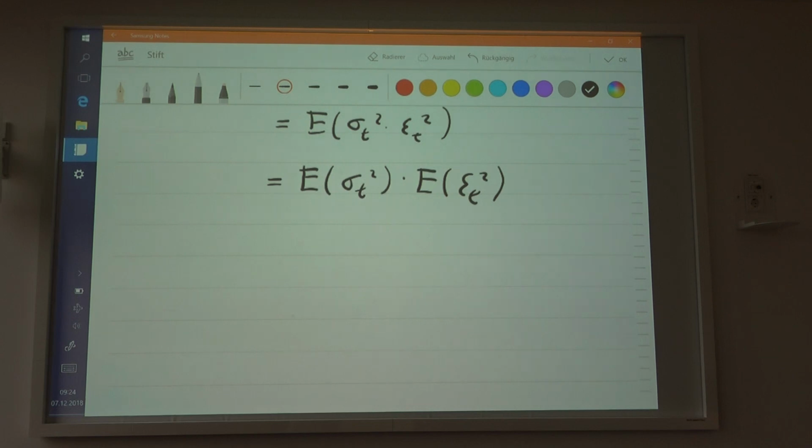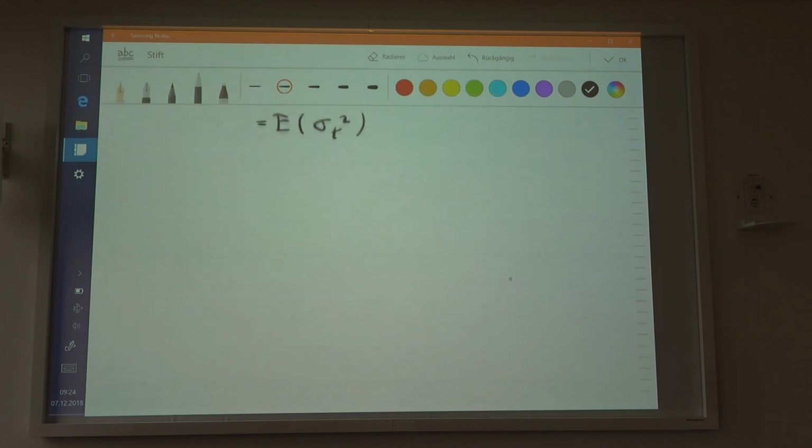This here is equal to 1, of course, by assumption, because the variance of the noise is equal to 1 and the expectation of the noise is equal to 0. So in that case, this expression is equal to 1. Finally, you would get that the variance of the process is equal to the expectation of the square of sigma, obviously. So that's relatively easy.